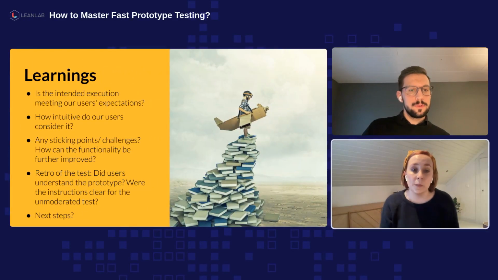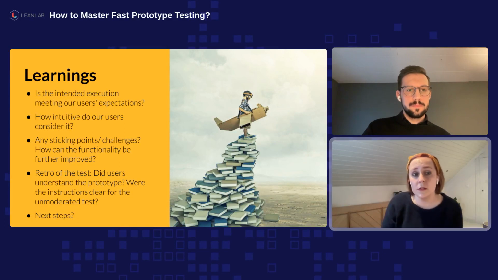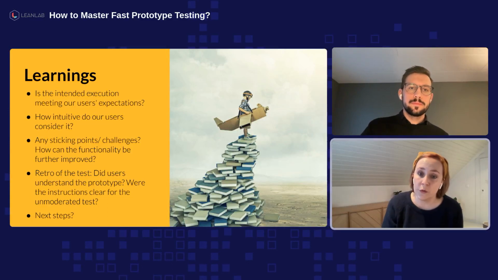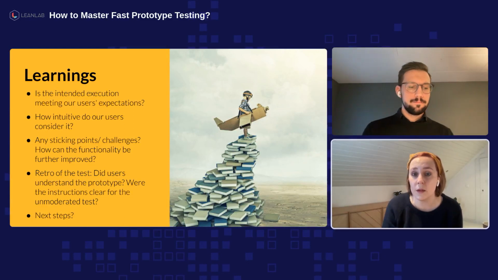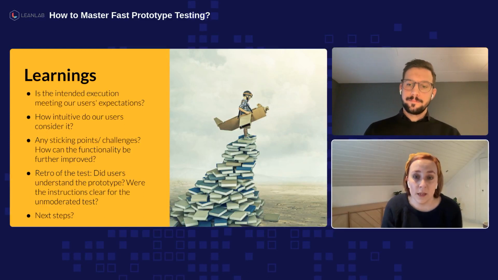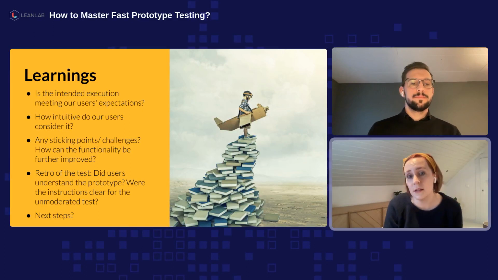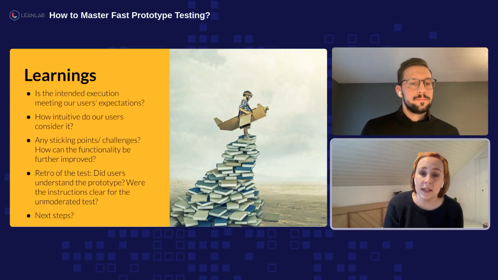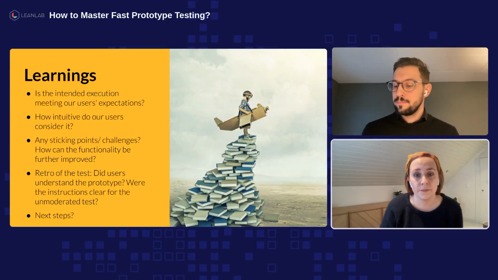And a test like this can help, as said, in terms of the learnings. Is it meeting the expectations of our users? Is it intuitive? What are any sticking points and challenges? But also, as talked about before, the test review, so the retro of the test. Did users understand the prototype that we gave? Did they understand the task that we gave them as part of the test? Were the instructions clear for the unmoderated test? This helps us validate the data and ensure that the insights that we're getting are relevant for the further development as well.